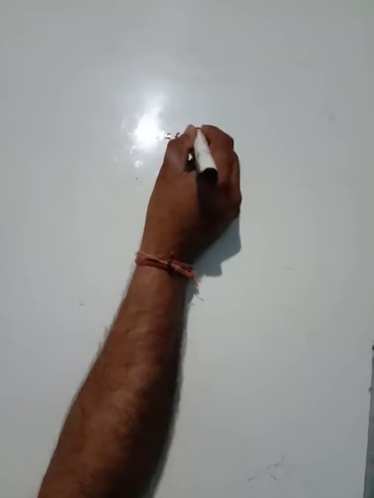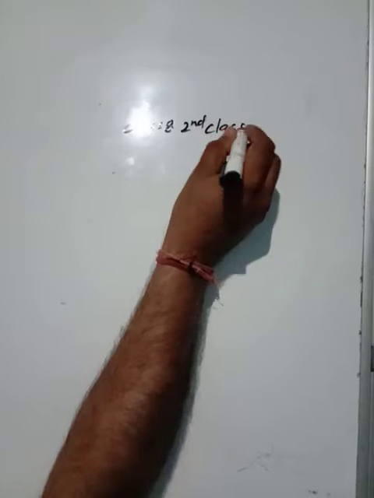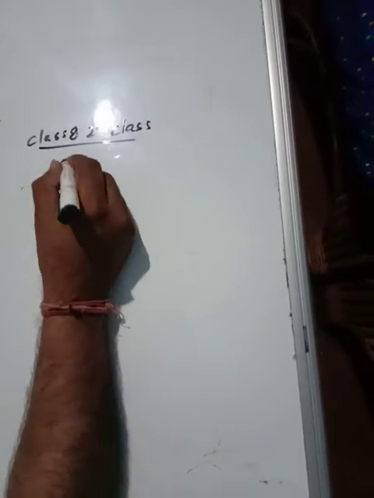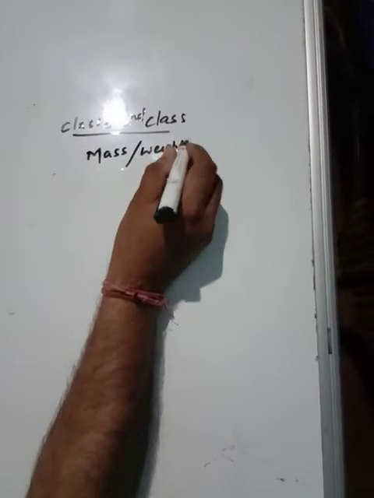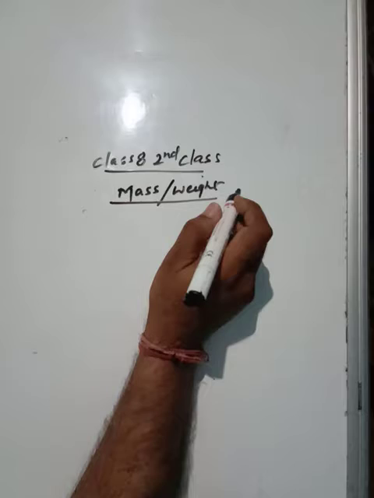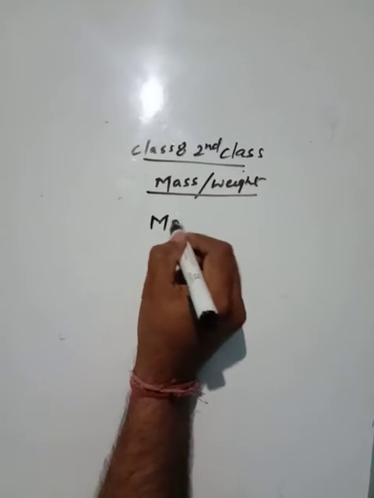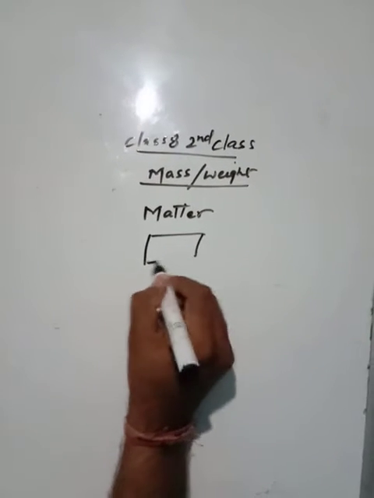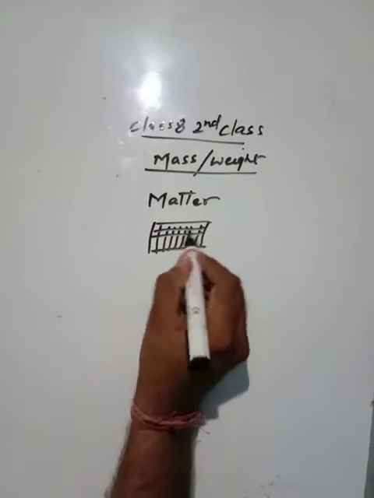So 8th, second class. Just remember earlier we had the discussion on the topic mass and weight. So we are going to further continue our topic. Now we are talking all about matter. This is the confined zone, and now I am going to divide it into smaller pieces.